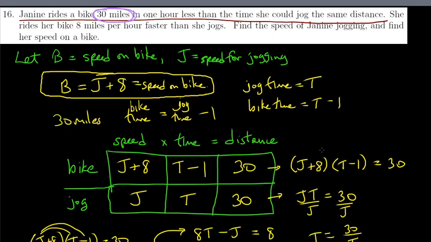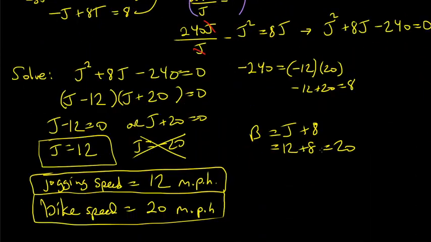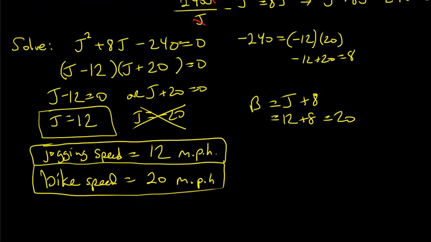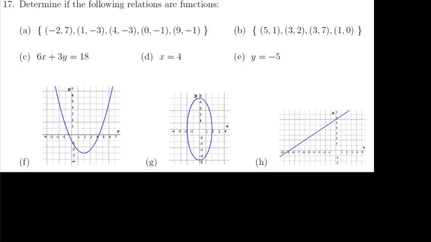All right, so that's number 16, and that's about as hard as it's going to get for word problems. In fact, I'd be surprised if there were one that difficult on the test. But you never know. I'm preparing you for the worst. All right, moving on to number 17. Okay, so number 17. Now we're in chapter 8. Determine if the following relations are functions. So are these functions, right? Are these functions?